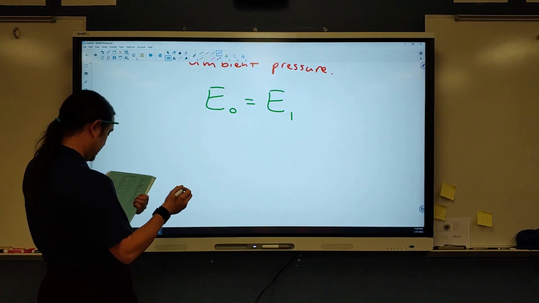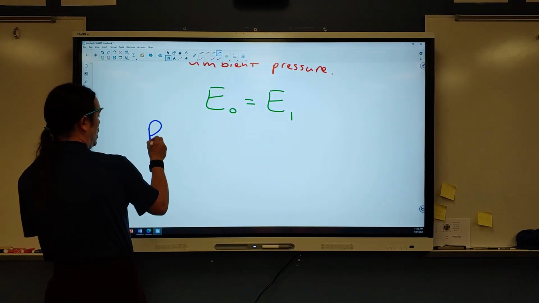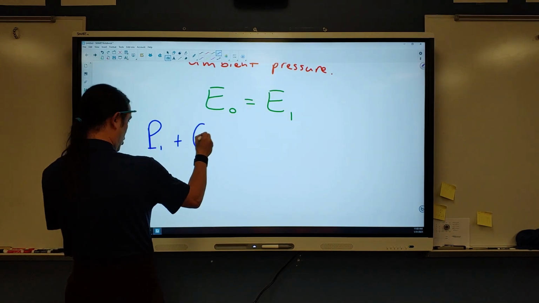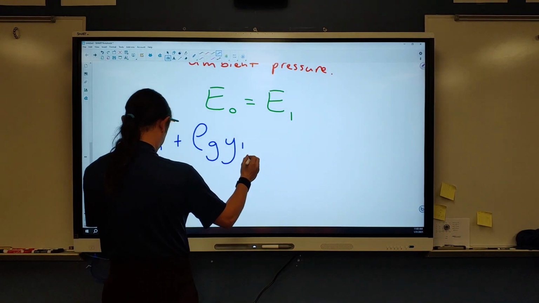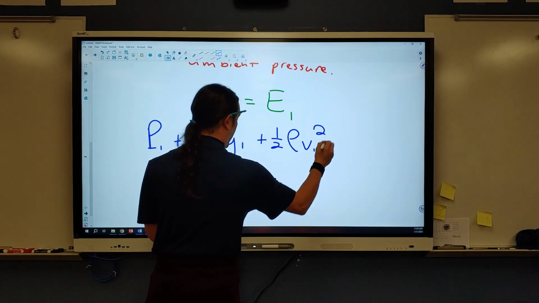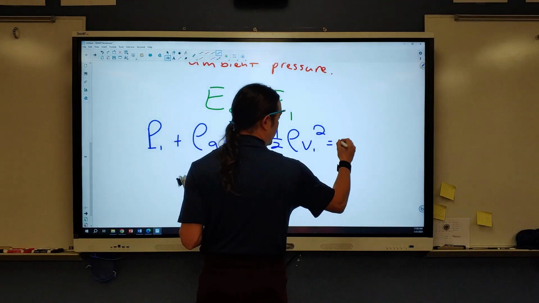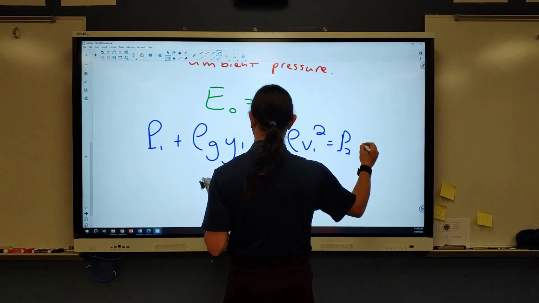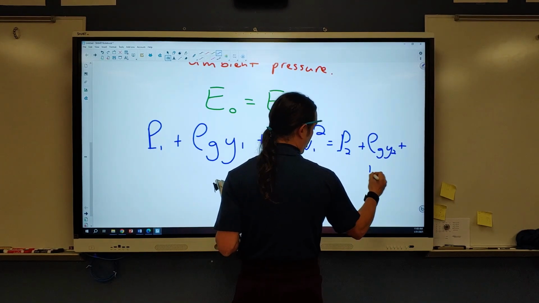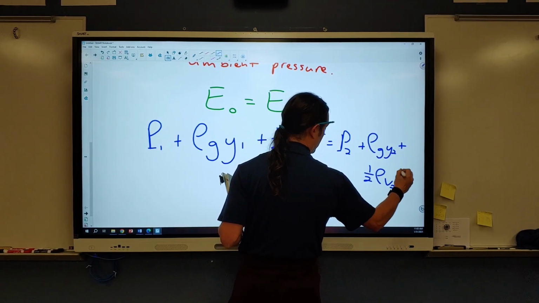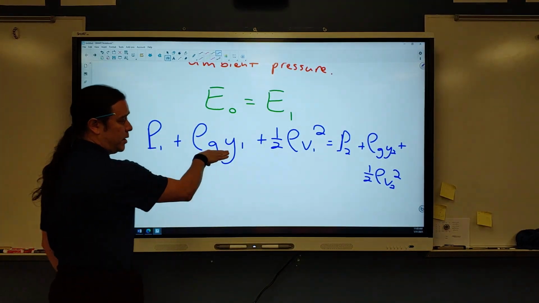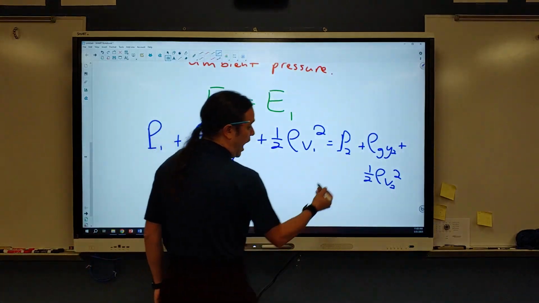So I'm going to write this as it appears on the AP equation sheet. We've got pressure 1 plus rho g y1 plus 1/2 rho v1 squared equals the same thing at another point. Pressure 2 plus rho g y2 plus, I'm running out of room here, 1/2 rho v2 squared. In some of my materials, y is probably the better representation. This is a vertical height.